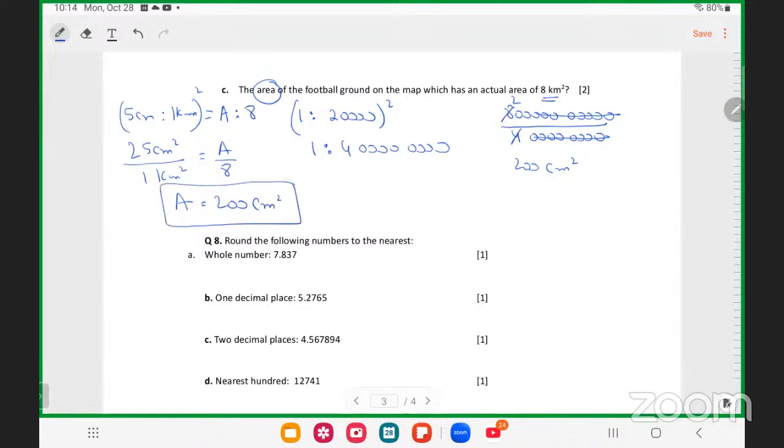You can use scales and maps. You can use the ratio method. You can cross multiply. All methods are equally acceptable.